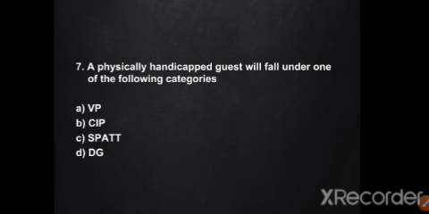Next, physically handicapped guests will fall under which of the following categories? A. VP, B. CIP, C. SPAT, D. DG.